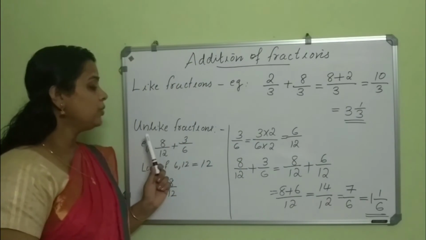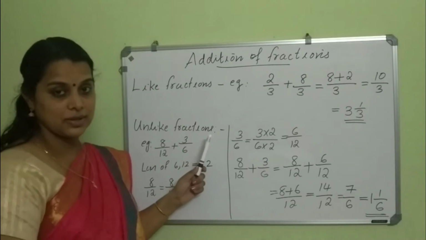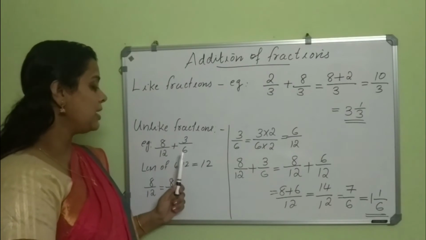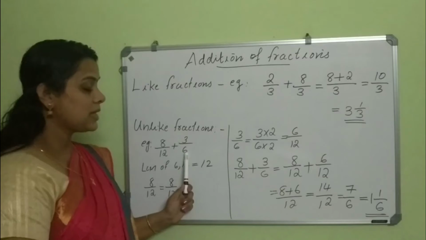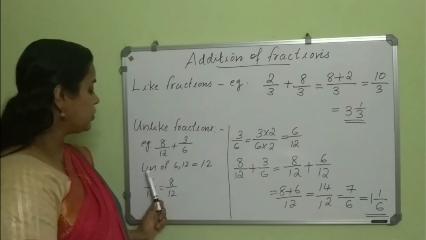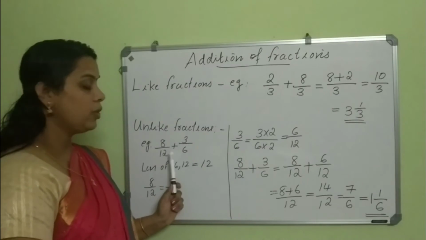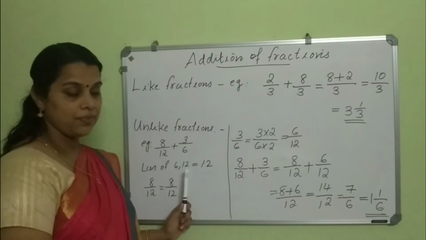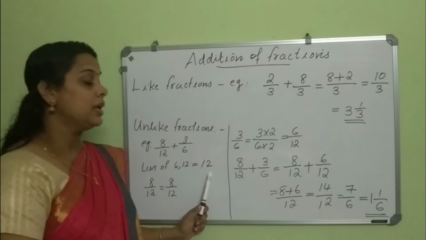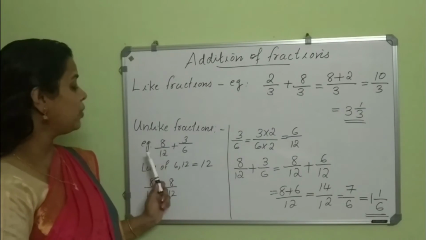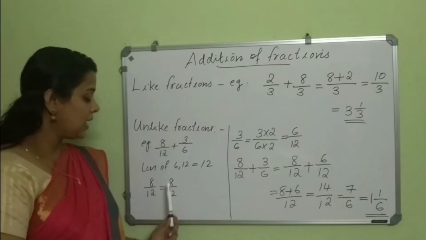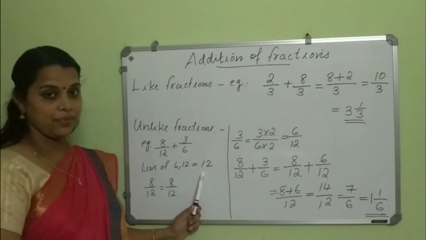Next is how to add unlike fractions. See this example, 8 by 12 plus 3 by 6. Denominators are different. So we need to find LCM of denominators, that is LCM of 6 and 12. That is 12. Now we are going to change. We are going to find the equivalent fraction of these two fractions with LCM as the denominator.